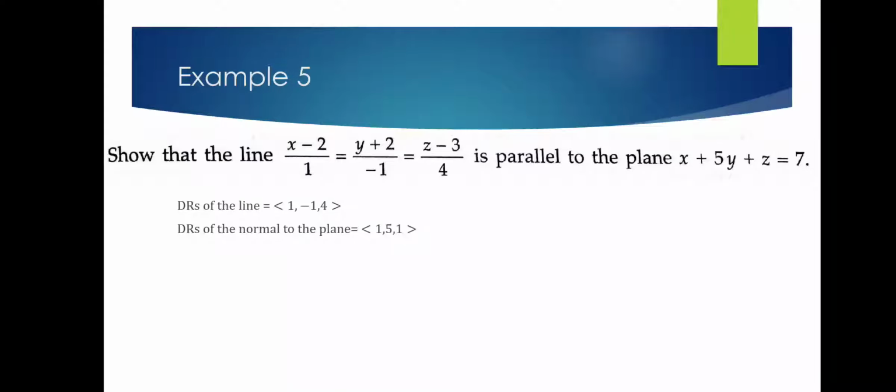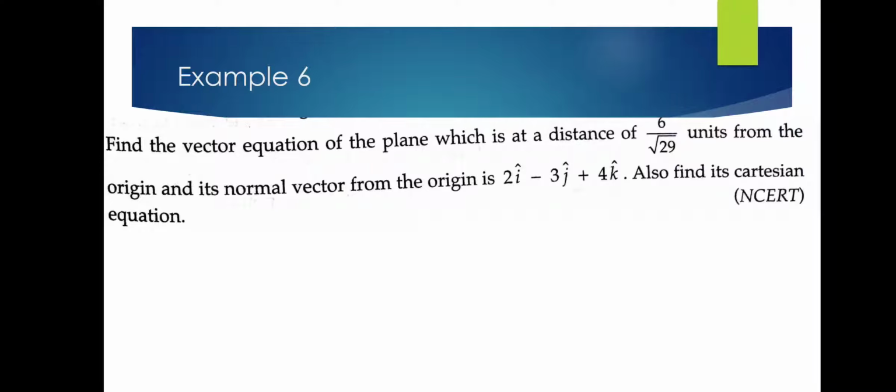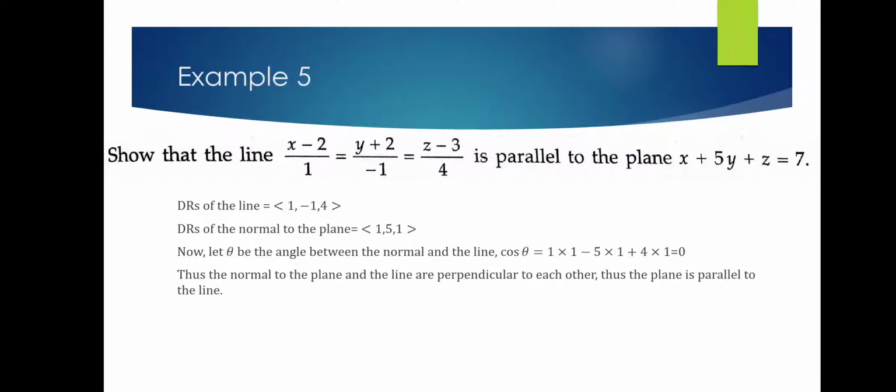Now how to show that two lines are perpendicular? We need to show that the dot product of their direction ratios is 0. So let me check if the dot product is coming out to be 0. If I do the dot product, that is 1 into 1, 5 into minus 1 and 4 into 1, that exactly comes to be 0. So therefore, from there I can directly say that the line and the plane are parallel.